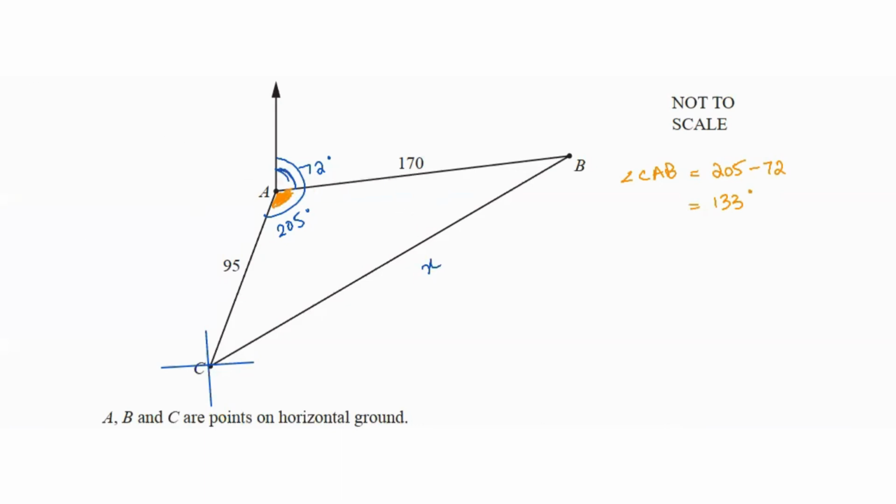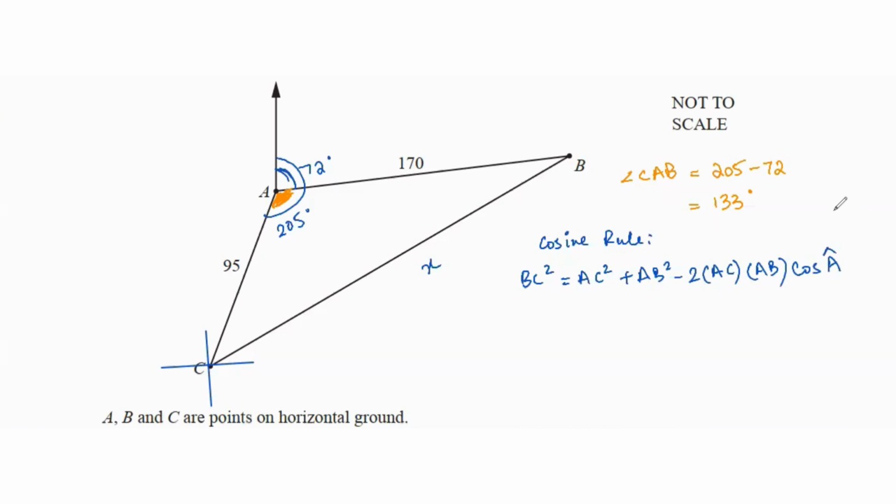As we can see, we have two lengths and the angle between them, and we have to calculate the third length. So that means we can apply the cosine rule, because this is the condition for the cosine rule: two lengths and the angle between them. If that's present, then you can apply the cosine rule. So for the cosine rule, the formula we're going to use is BC square equals AC square plus AB square minus 2 times AC times AB cos of angle A.